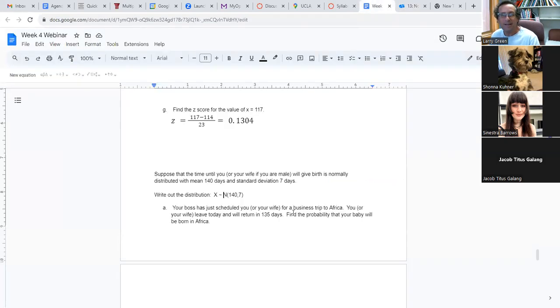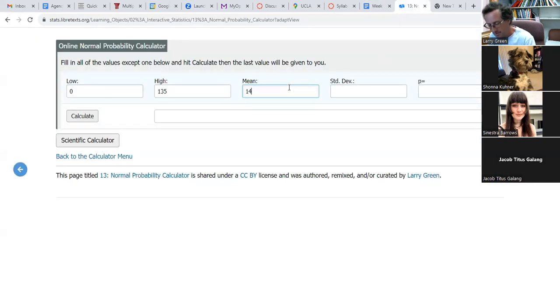The mean is given. That's 140. And the standard deviation was 7. Probability is what we don't know, so we leave that blank and hit calculate. And there's about a 24% chance.